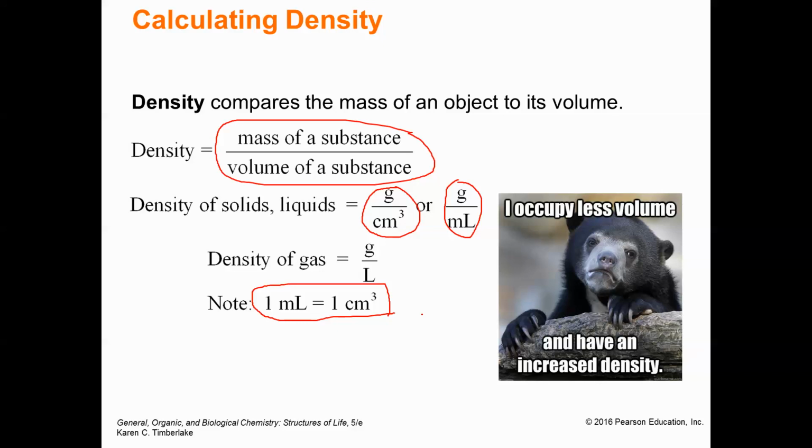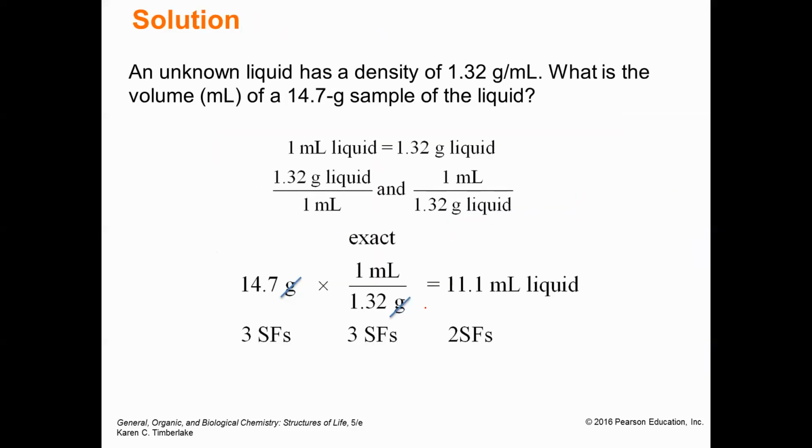And so things we tend to think about as light have a low mass, so something like balsa wood or feathers. And things we tend to think about as being heavy have a higher mass for a given volume. And so that'd be maybe things like lead and gold and rock and concrete and those types of things. So we can actually use density as a conversion factor. Hooray, right? I'm sure you're very excited to learn this, but we have a problem right here. An unknown liquid has a density of 1.32 grams per milliliter. So that's an important piece of information. And asks, what is the volume of a 14.7 gram sample?